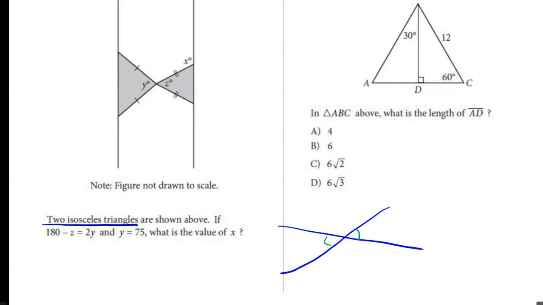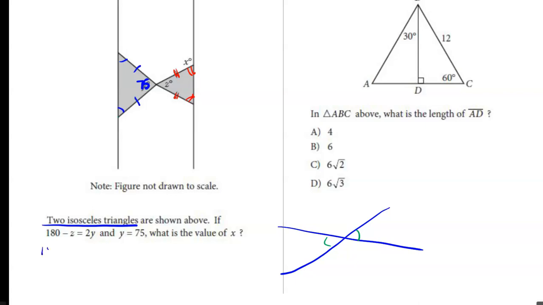We have two isosceles triangles. So remember, isosceles triangles have two equal sides, and they also have two equal angles. So for instance, since these two sides are equal, I know that those two angles have to be equal. And same thing over here on the other side. If these two are equal, then these angles have to be equal. All right, so 180 take away z equals 2y, and y equals 75. So I have my first clue. Y is 75 degrees.